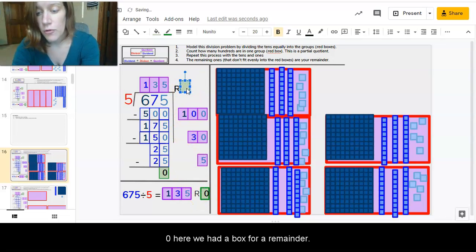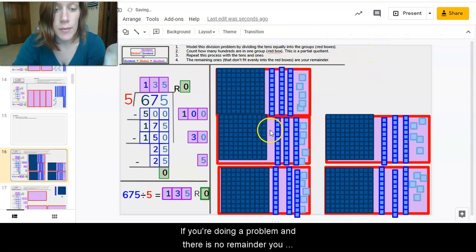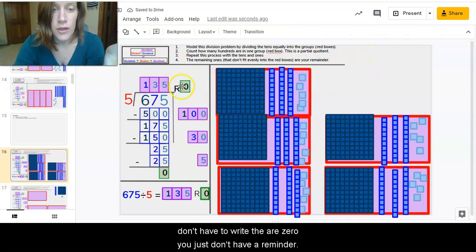Here we had a box for a remainder. If you're doing a problem and there is no remainder, you don't have to write the R0. You just don't have a remainder.